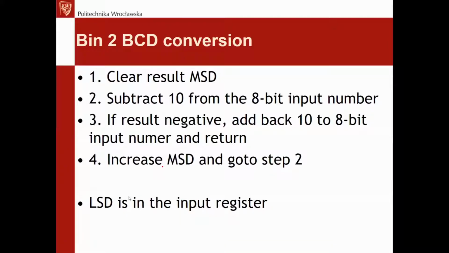How to convert from binary to BCD? Again, it's a very simple algorithm that you can write in pseudocode. You can see it here. You have the most significant decimal digit, MSD. Clear the result of MSD. Subtract 10 from this 8-bit number. If the result is negative, then you add back 10 to the 8-bit number and return. Otherwise, you increase MSD and go back to this loop. So actually, it's an algorithm for division. And naturally, we can have an algorithm with division, like before, for converting between binary and decimals.